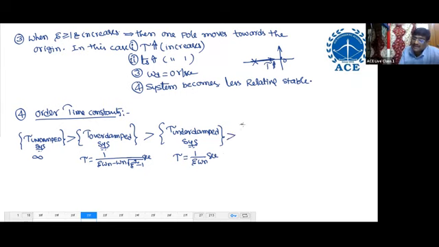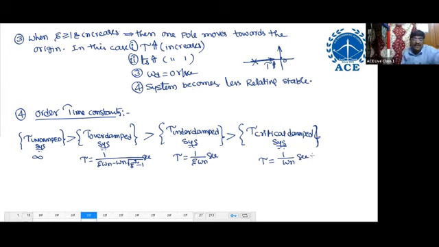What is the least time constant? Tau of the critically damped system. The critically damped system has the lowest time constant. What is the time constant for critical damping? Tau equals 1 by omega n seconds.